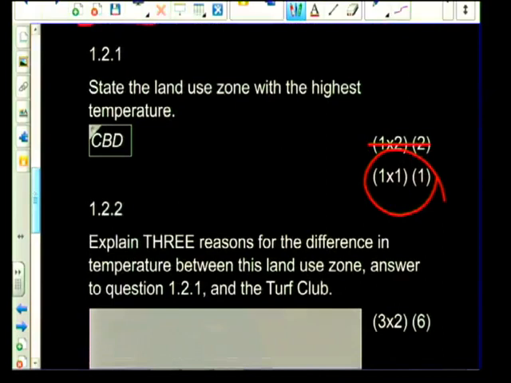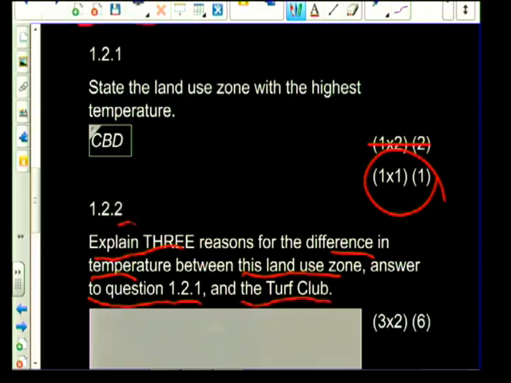Explain 3 reasons for the difference in the temperature. All right? Explain 3 reasons for the difference in temperature between this land use zone, all right, and that's the answer to question 1.2.1, and the turf club.